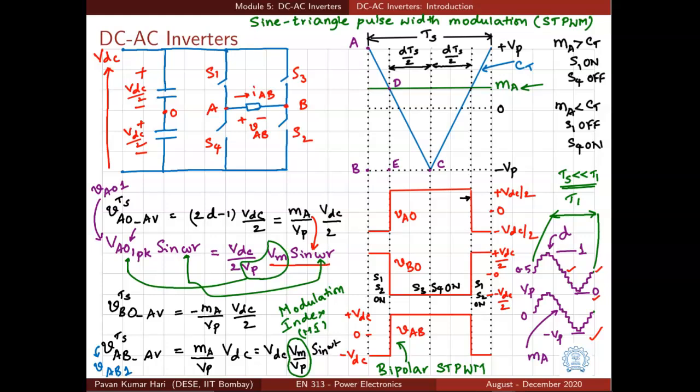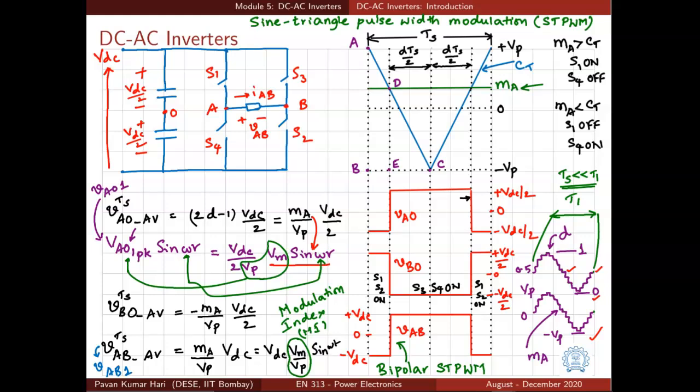As we have seen, in case of bipolar sine triangle PWM, the output voltage VAB always varies or always switches between plus VDC and minus VDC. That is why the name bipolar has come.